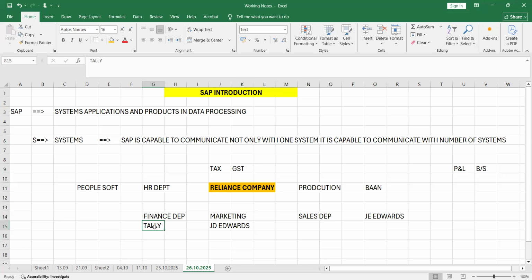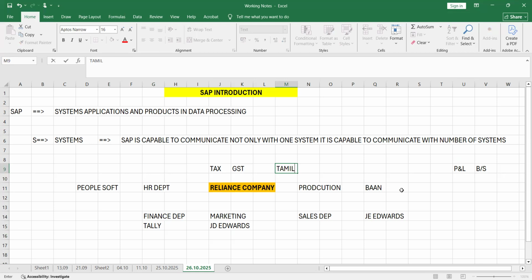Each software is developed on a different operating system with different codings. So if I want a common profit and loss account and a common balance sheet for Reliance, it is not possible. In another way, for example, a person working in the tax department knows only Tamil.